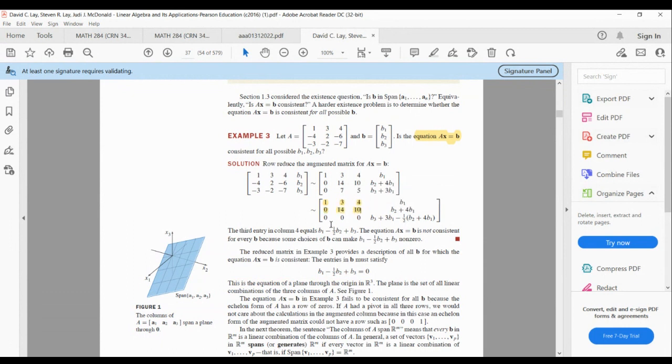So the matrix A, they did some row reduction in example 3, and row reduced it to this matrix that I highlighted. First row is 1, 3, 4. Second row is 0, 14, 10, and the third row is 0, 0, 0. Does that reduced matrix have a pivot position in every row?